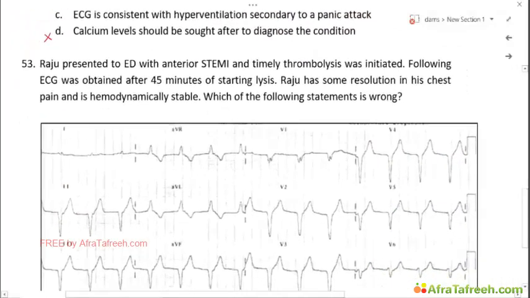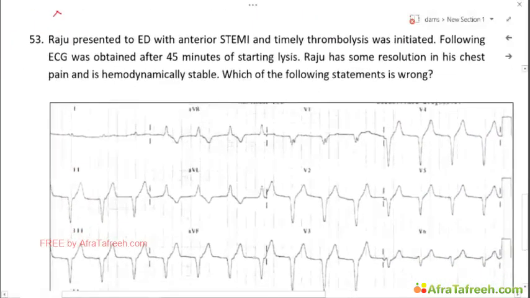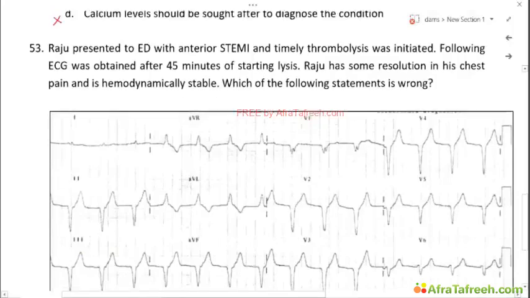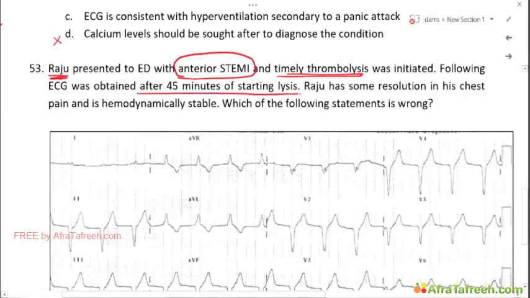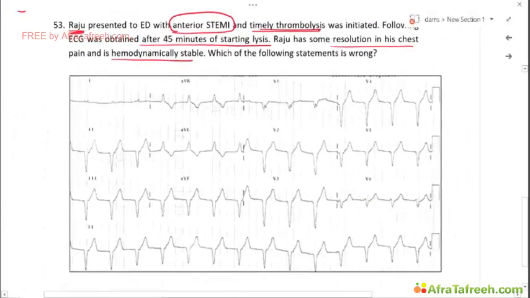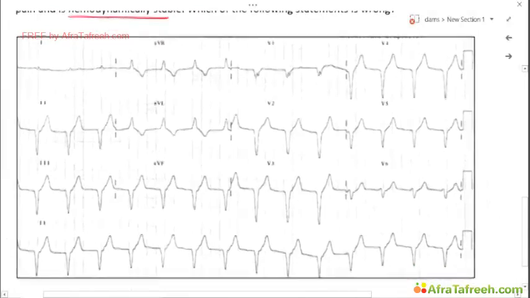Okay, so we come to the next question, where a gentleman, Raju, presented to the ED with anterior STEMI. So now we have an initial diagnosis, and timely thrombolysis was started, probably because PCI facility must not have been made available. Okay. Following ECG was obtained after 45 minutes of starting thrombolysis. Clinically, he has resolution of his chest pain and he is hemodynamically stable. But you obtain an ECG and you find this ECG.